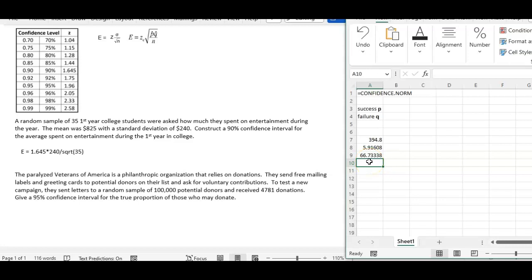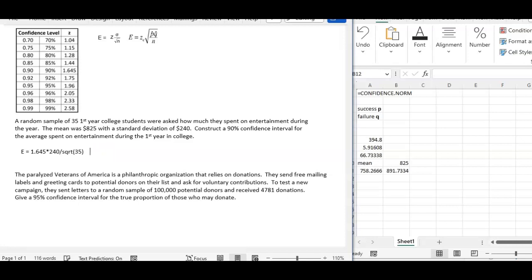Once you have your margin of error, to create your confidence interval, you subtract it from the mean and you add it to the mean. So our mean in this example was 825. So I'm going to take my 825 and subtract my margin of error, I'll just point to that, and then we'll round it to 2 decimal places and hit enter. And now to create the other end of our interval, I'm going to take my mean and add my margin of error.